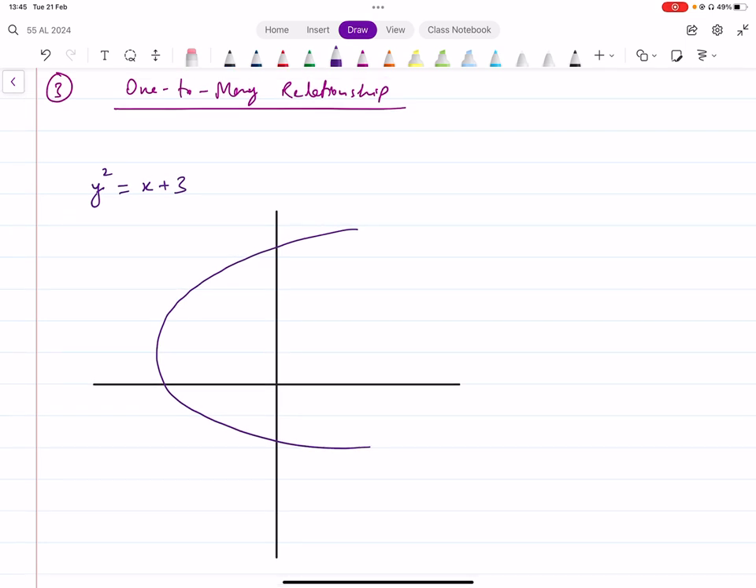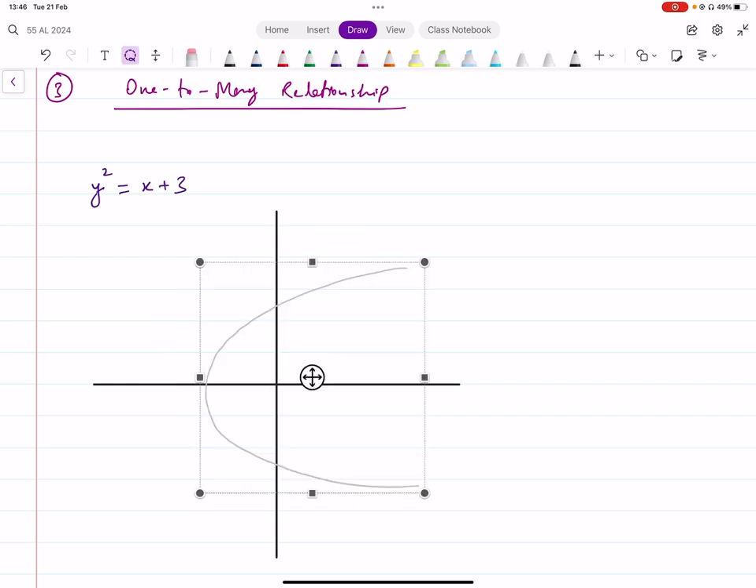Now, I'm not sure about the specific values. Let's try that. At 0, we should be getting something positive or negative. That's okay, but they should both be there. Just give me a minute. At 0, we should be getting equal values. So it will look something like this, and it starts when x is minus 3. Yeah. So this is how the graph looks. Okay?